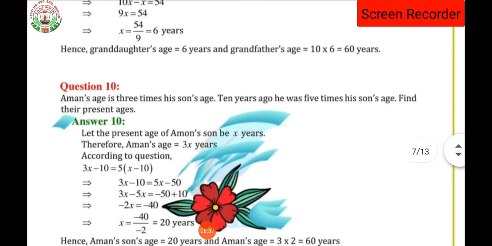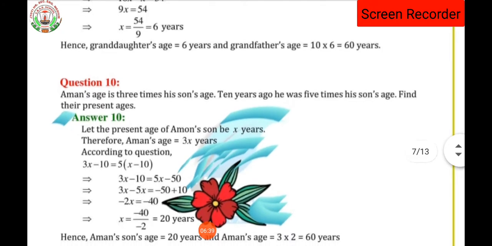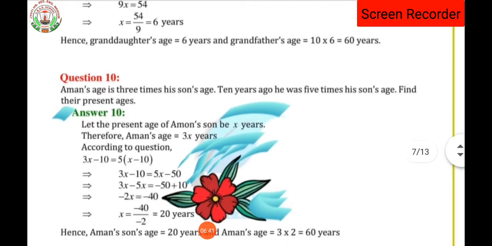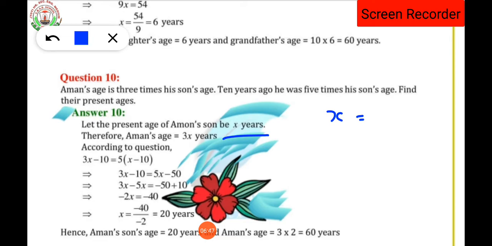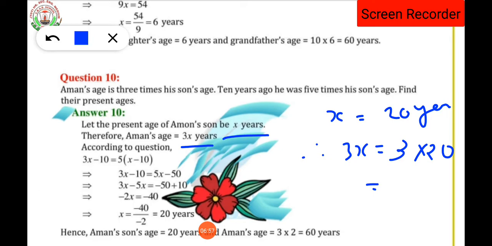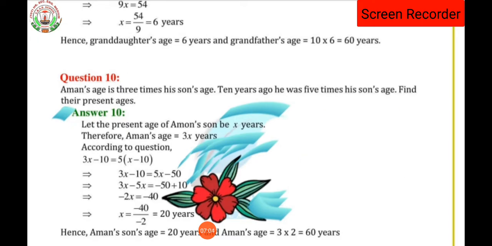So what is Aman's age? Aman's son's age is considered as x. Aman's son's age we considered x, so x we have found as 20 years. Therefore Aman's age will be how much we had considered, that is 3x. So here 3 will be multiplied with 20, you will get his father's age as 60 years. Have you understood up to here?